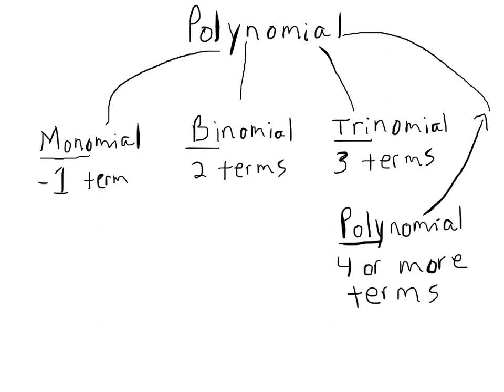Okay. We have special names, like if it's 1 term, it's mono. If it's 2 terms, it's binomial. If it's 3 terms, it's trinomial. If it's more than 3 terms, we just call it a polynomial. We don't have a special name for it. Okay? All right, I want you guys to make sure that you have a full piece of paper.